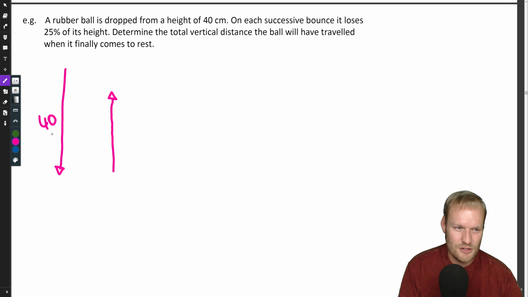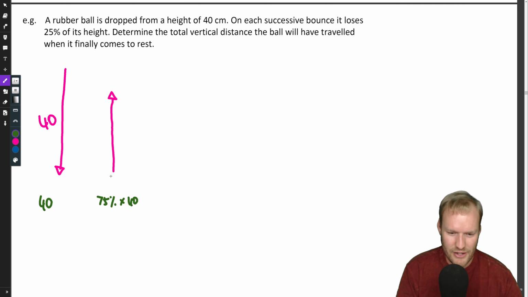So if the first bounce here was 40, the next bounce that it goes up is only 75% of the 40. In other words, 3/4 of 40. Well, if you work that out in your head or in the calculator, then 75% of 40 is 30. So it's gone up by 30. Then it's going to drop back down again. Well, by the same amount, right? Because it has to get back down to the ground.